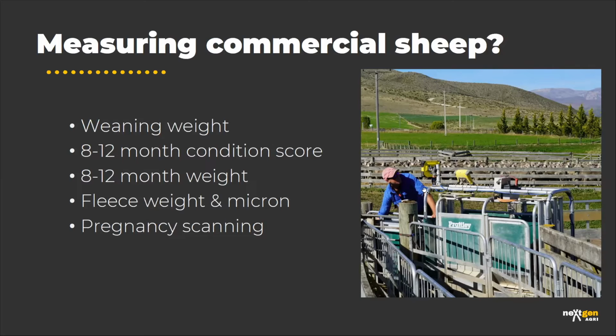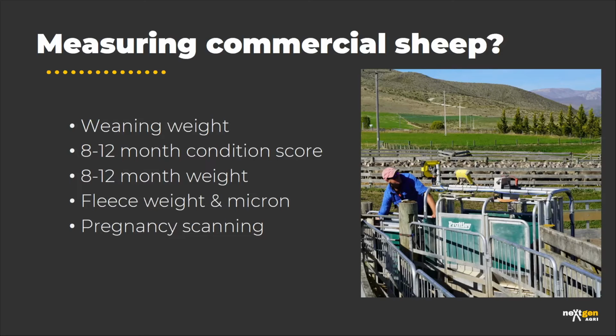The point is you have to work out what your business objectives are in terms of what you want to measure. Is turning off lots of lambs your important metric? Then you want to be really focused on weaning weight and early growth, and fleece weight and micron is not important. Or you might be a wool producer really chasing improvements in those metrics.